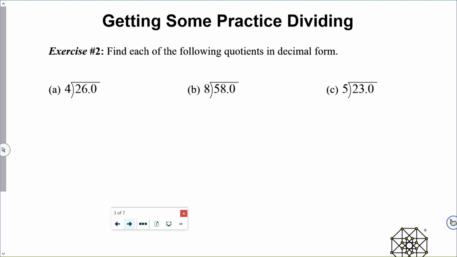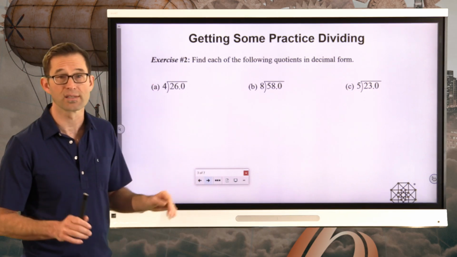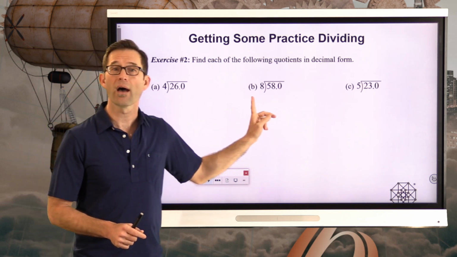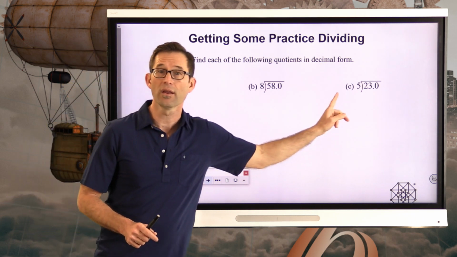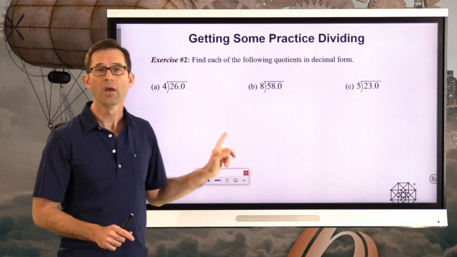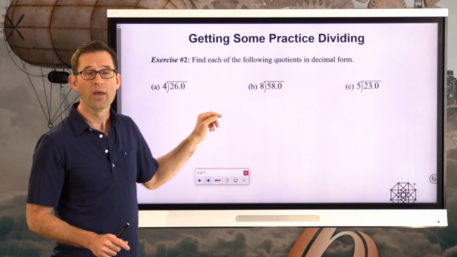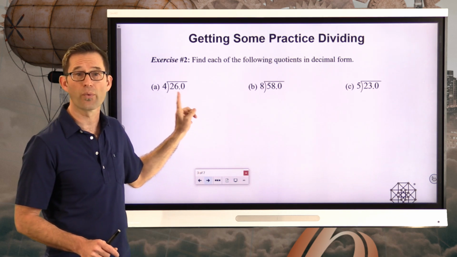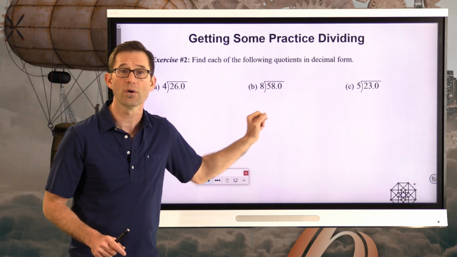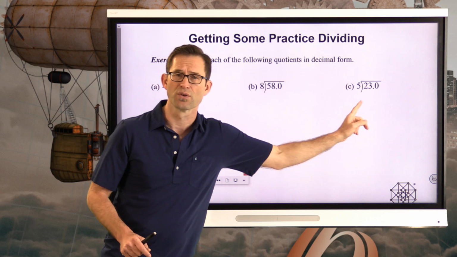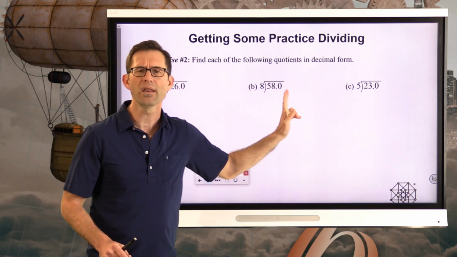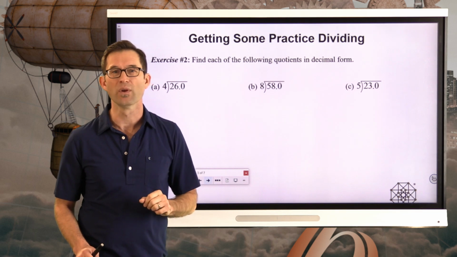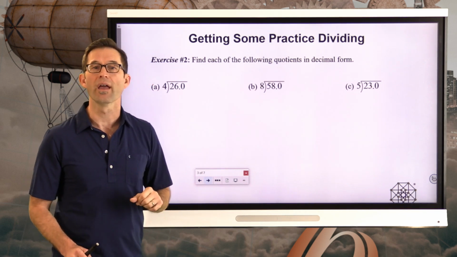All right, now let's talk about this just for a minute before we start to launch in and get some practice. What we really have here is 26 divided by 4. What we have here is 58 divided by 8, and here we have 23 divided by 5. Don't be thrown off by the 0.0, right? 26 and 26.0 are the same thing. In fact, I could have had 26.000000, 58.000000, etc. We can have as many zeros after the decimal point as we want and as many as we need. So let's do letter A together.